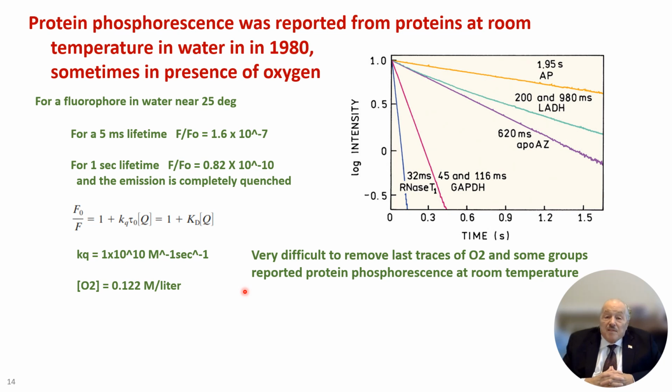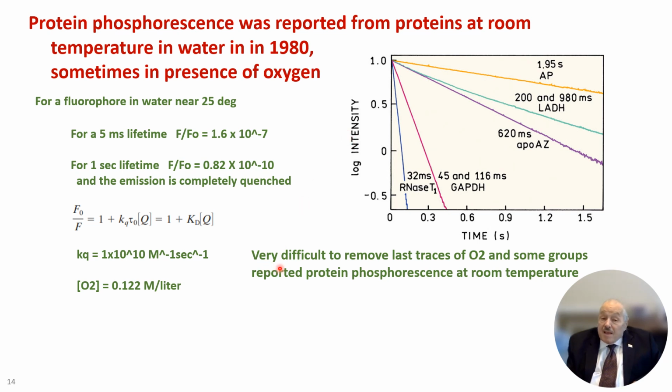You will never see phosphorescence from proteins at room temperature in the presence of oxygen. In fact, you probably won't even see it in the absence of oxygen. What happened is a report appeared in 1980 that phosphorescence was reported at room temperature in water from solutions containing oxygen, and that created a whole number of experiments that got started.